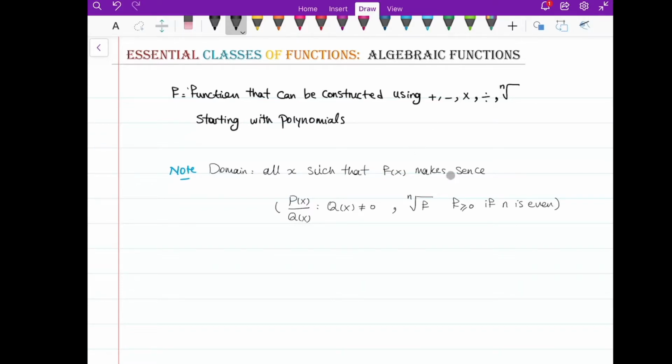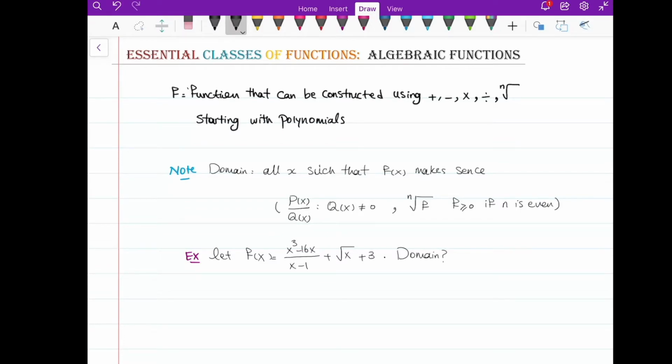Okay, I talked about power functions on the previous video, so make sure that you check that out. Let me give you one example. Let f of x be the fraction x cubed minus 16x over x minus 1 plus square root of x plus 3. What is the domain of this function?